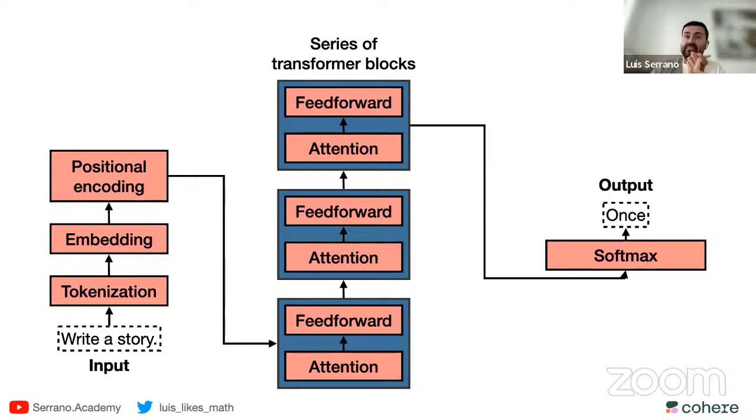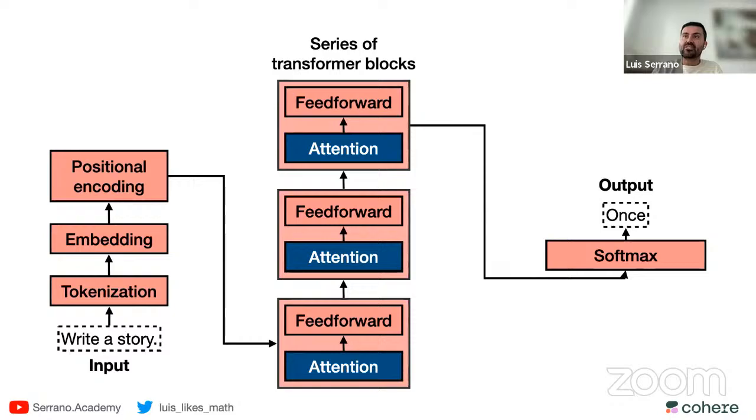So now that we've tokenized, we've embedded, turning into numbers, and we've encoded with position, we have a bunch of vectors, a bunch of numbers that come into the neural network. And so now I'm going to explain the series of transformer blocks. That has two things, attention and feed forward. So let me tell you what attention is.